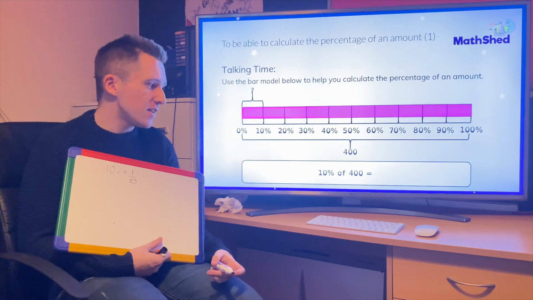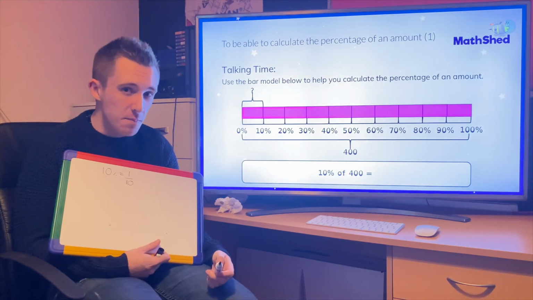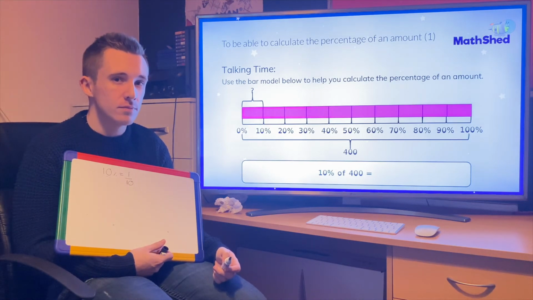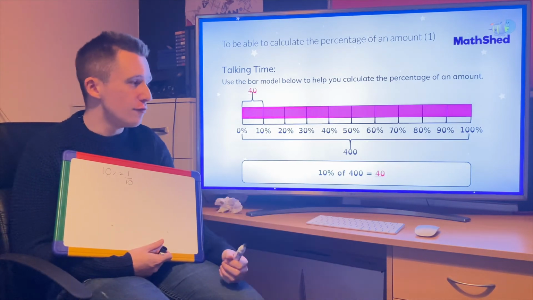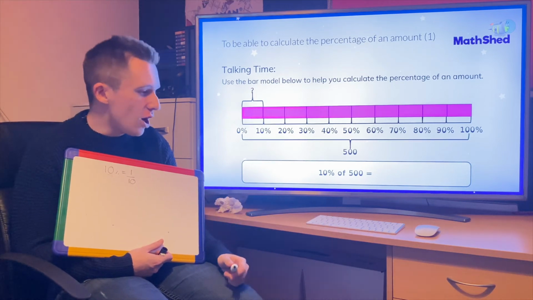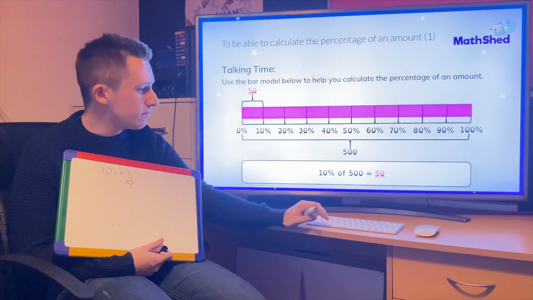Have a go at that one then. 10% of 400, still 10 parts, so we're going to divide by 10. And the answer is 40. 10% of 500, again, nice and easy, would be 50.